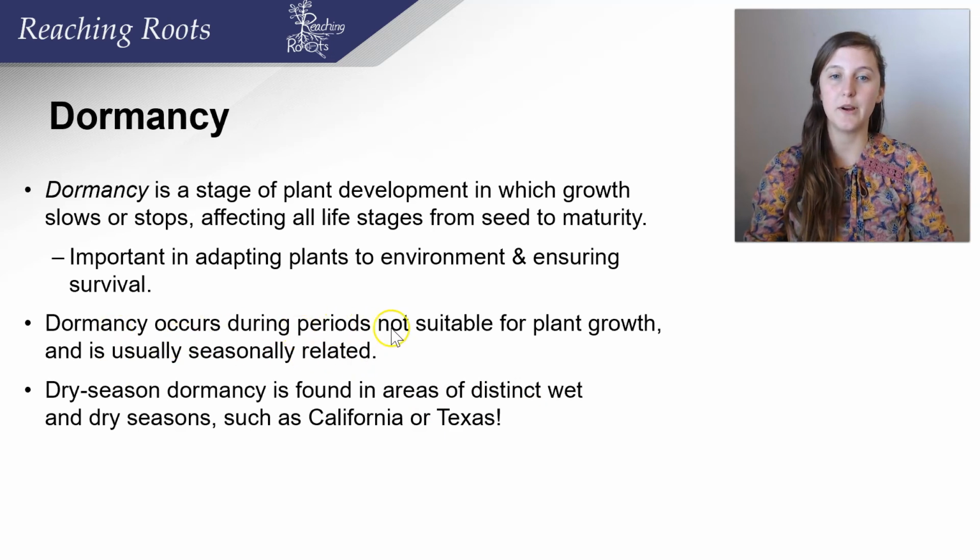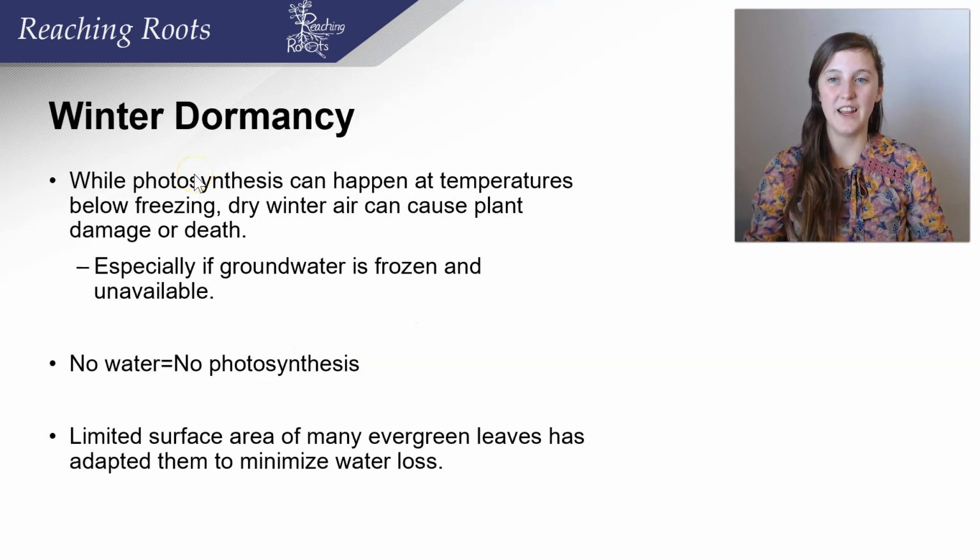Dormancy occurs during periods that are not suitable for plant growth and is usually seasonally related, such as a dry season, commonly in California or Texas. Winter dormancy also happens in areas that get very cold temperatures in the winter. While photosynthesis can happen at temperatures below freezing, the dry winter air can cause plant damage or death, especially if the groundwater is frozen and unavailable. If there's no water, plants cannot do photosynthesis.